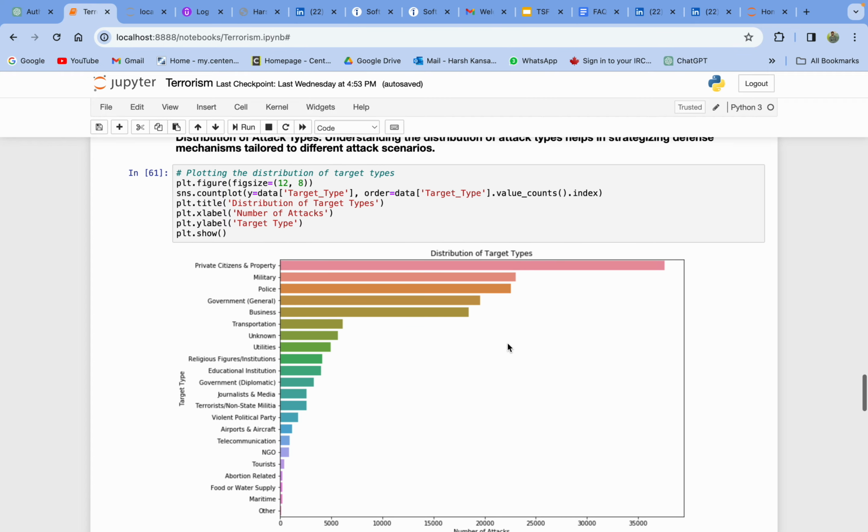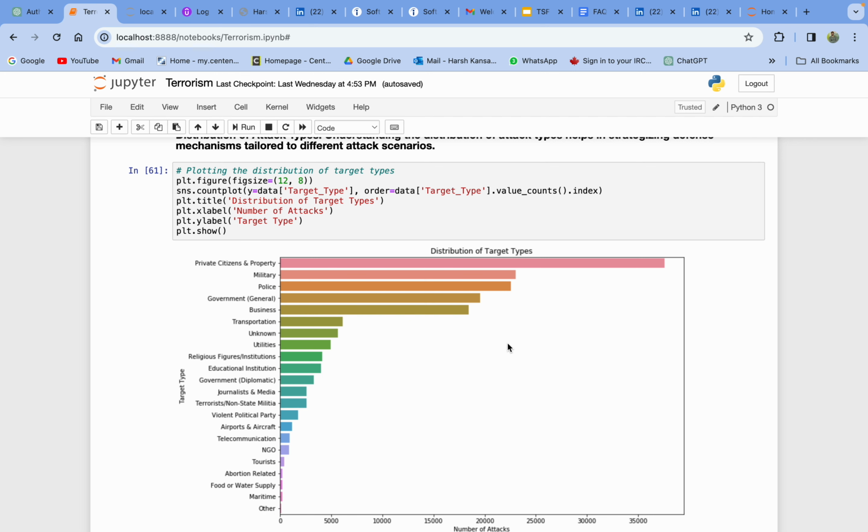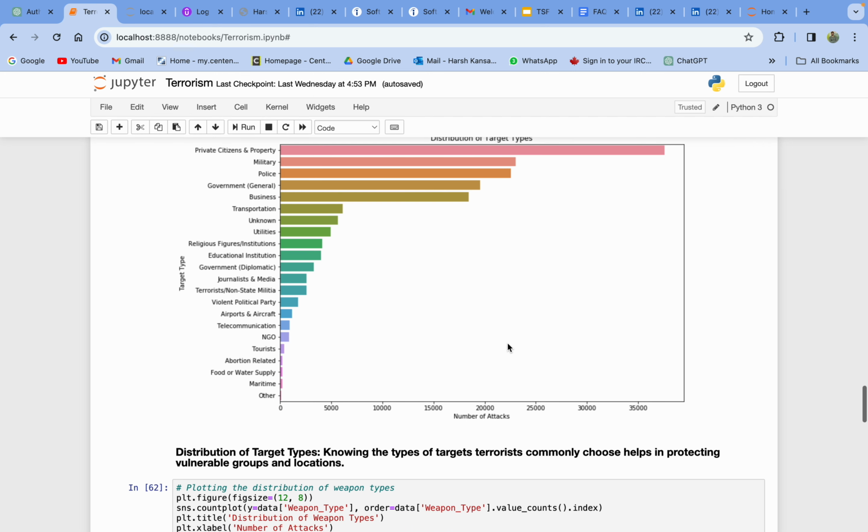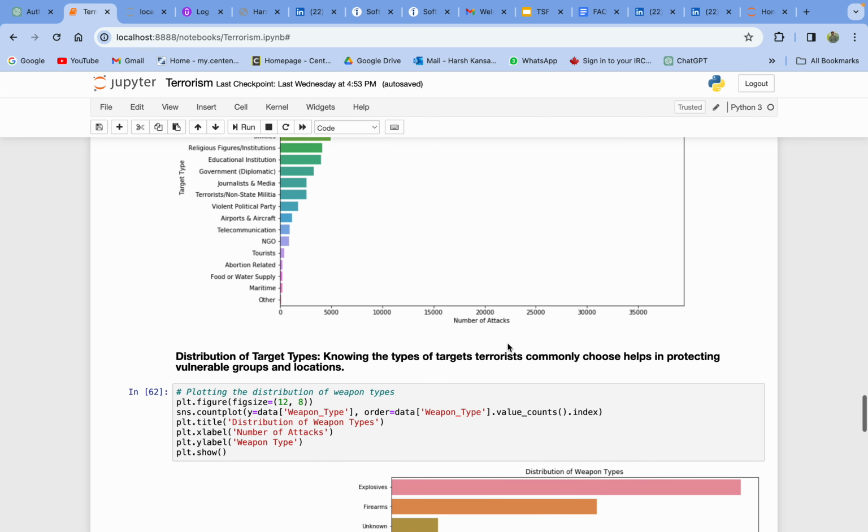If we move further, we'll have the plotting of some target types here, and that is for knowing the types of targets terrorists commonly choose, which helps in protecting vulnerable groups and locations.